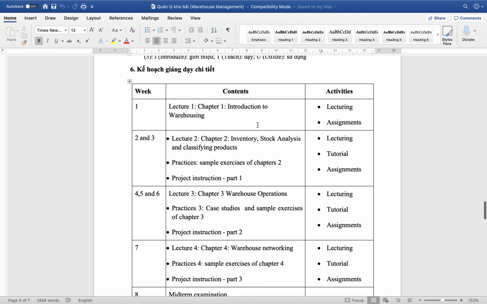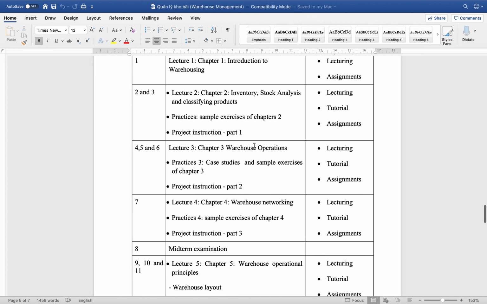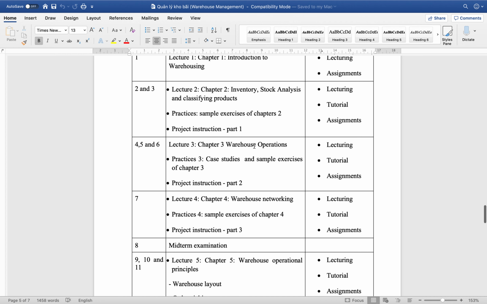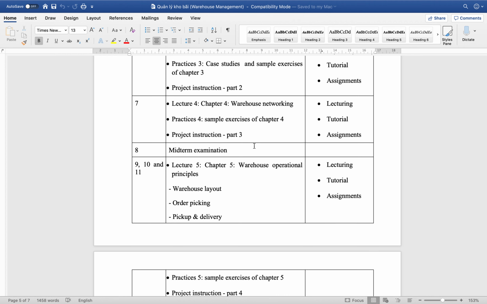And then in chapter 2, which lasts 2 weeks, we will go through inventory stock analysis and classifying products in a warehouse. For the next 3 weeks, we will spend on chapter 3, which is about warehouse operation. Chapter 4 only lasts for 1 week, and it's about warehouse networking.